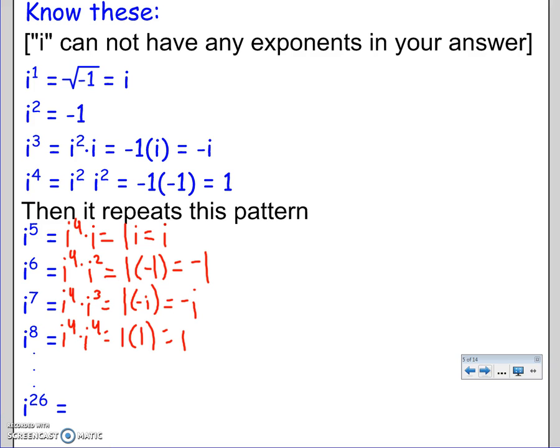So i to the 26th is the same thing as i to the 22nd. We'll subtract 4 again, that's really i to the 18th. Subtract 4 again, that's i to the 14th. Subtract 4 again, that's i to the 10th, and so on and so on.